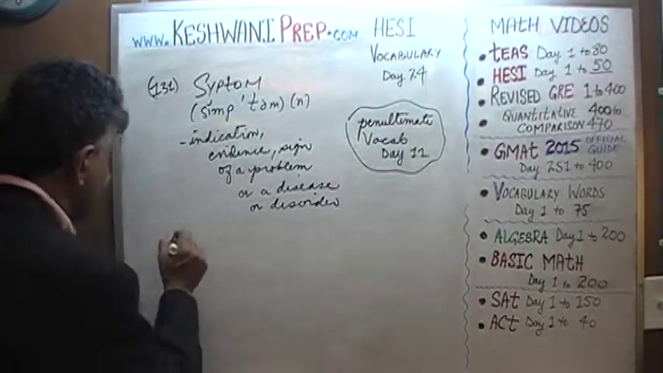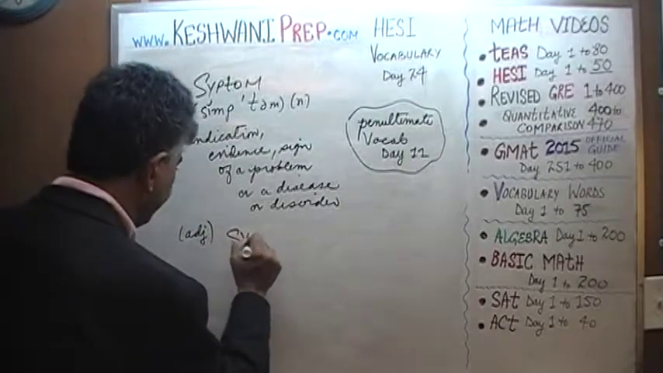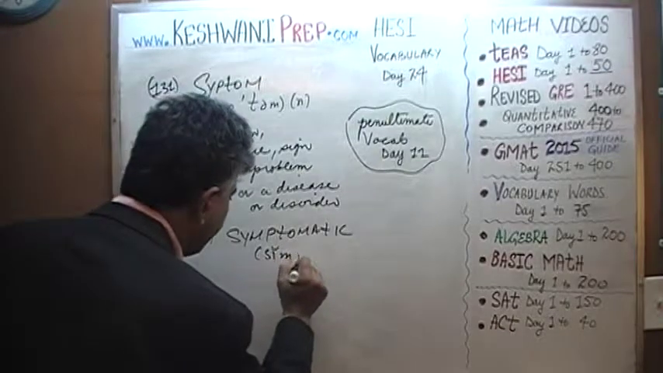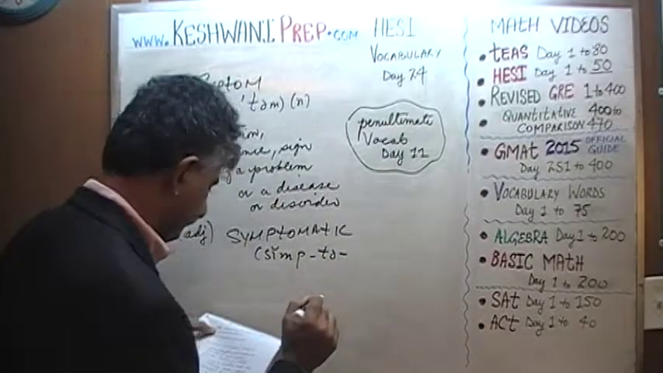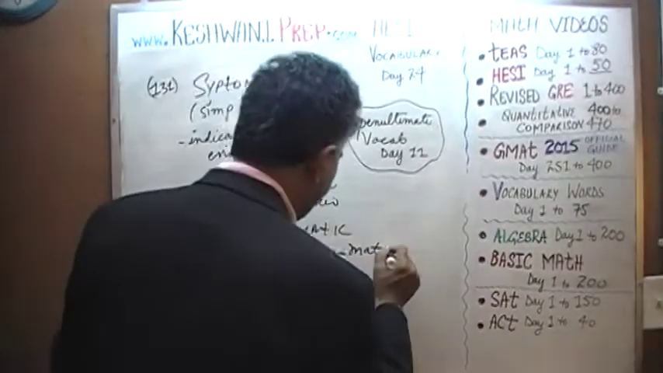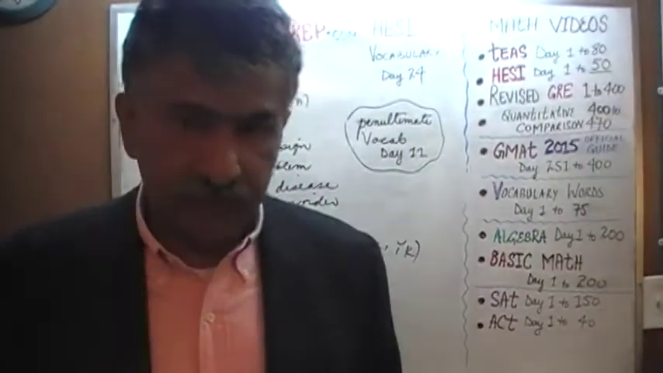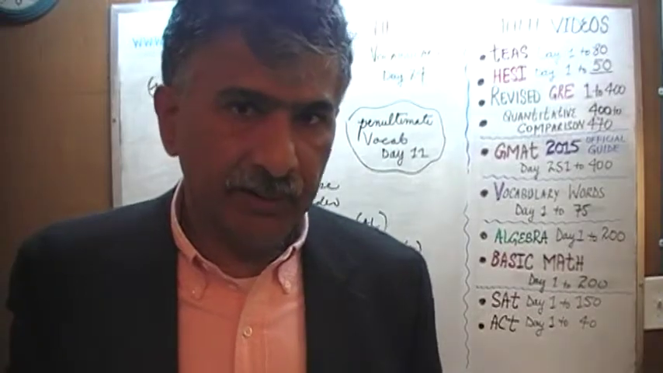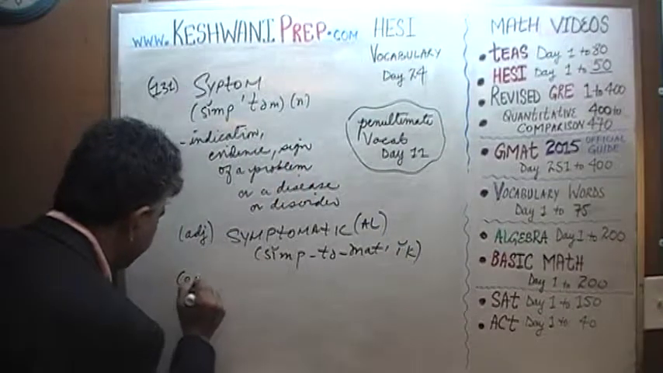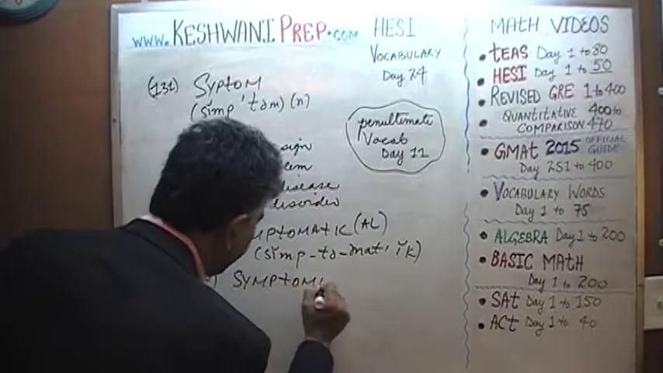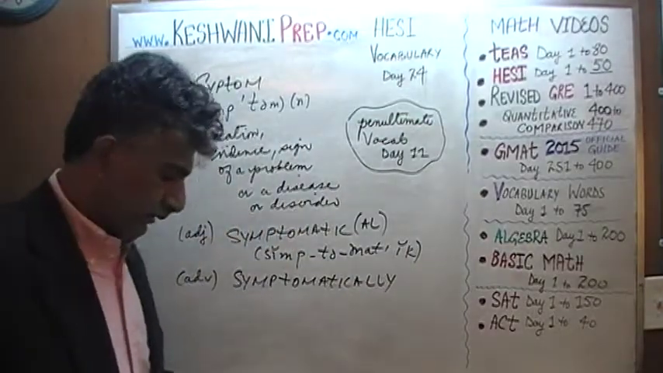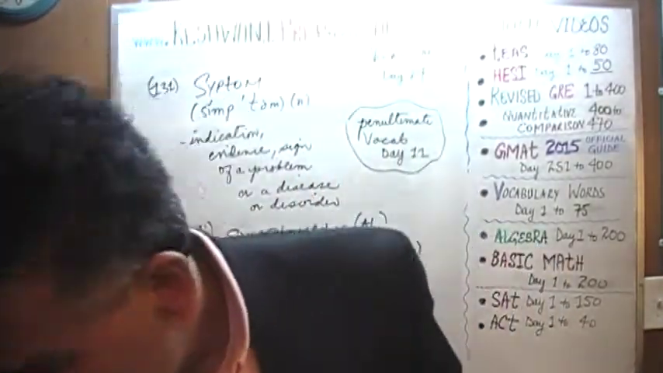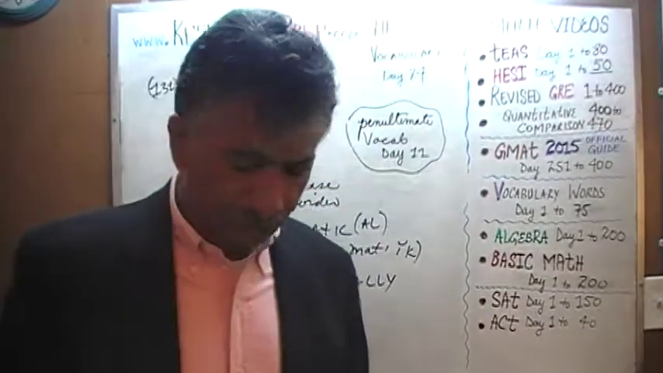What's the adjective of symptom? The adjective is symptomatic, or symptomatical. They are both considered equally acceptable. What's the adverb? The adverb would simply be symptomatically. Symptomatic, symptomatically. So one more time: symptom, symptomatic, symptomatically. Let's learn the next word.